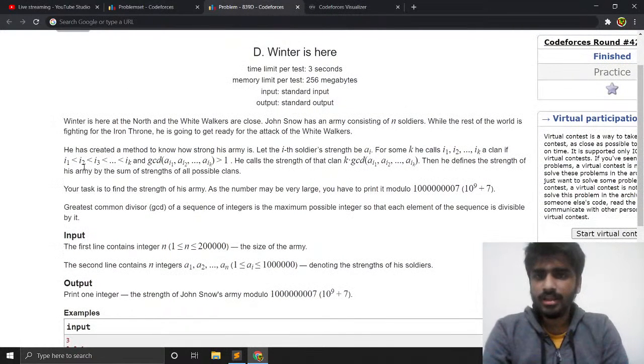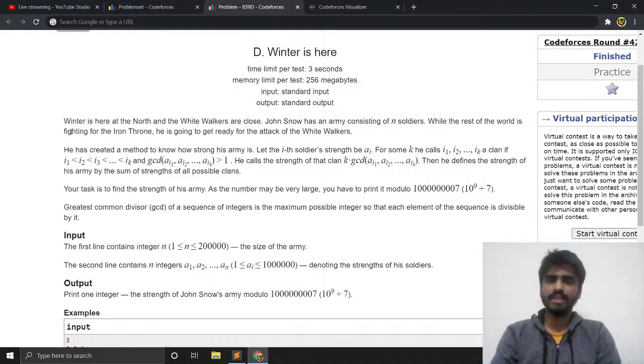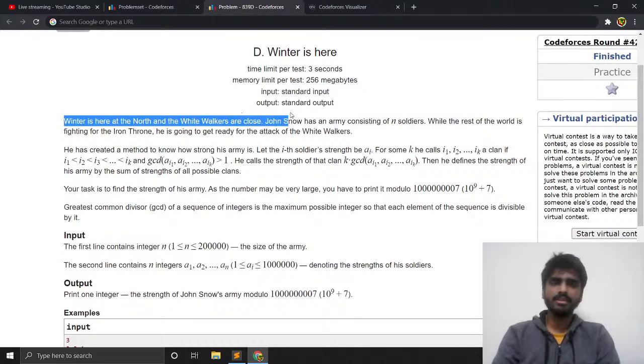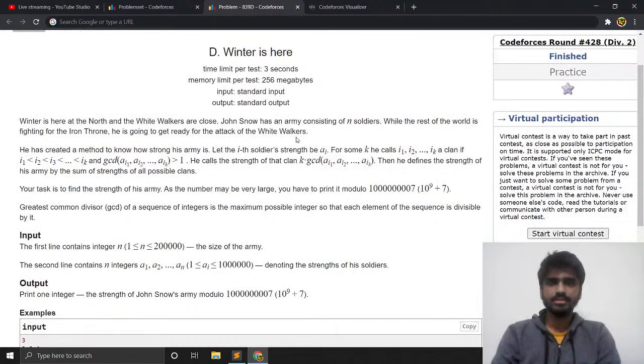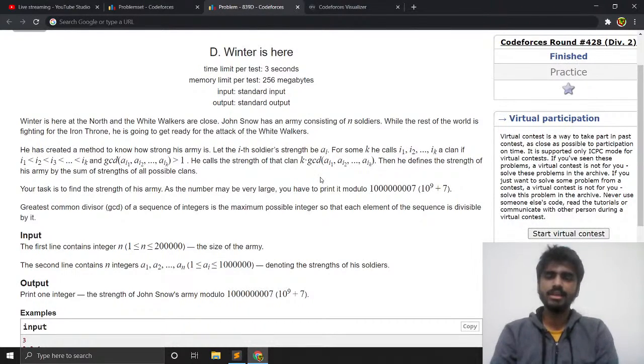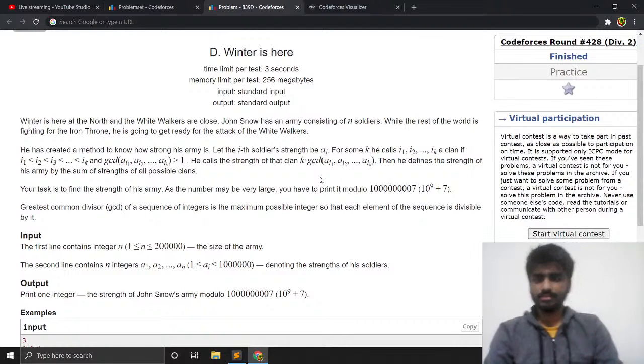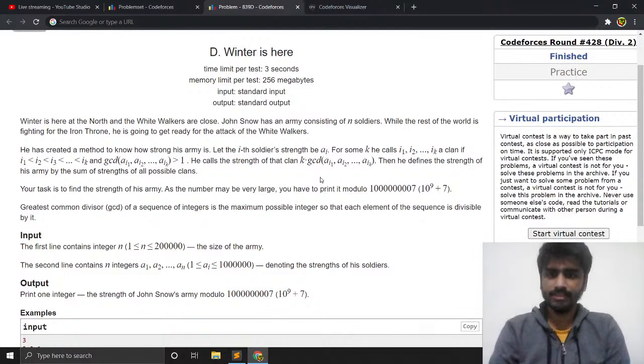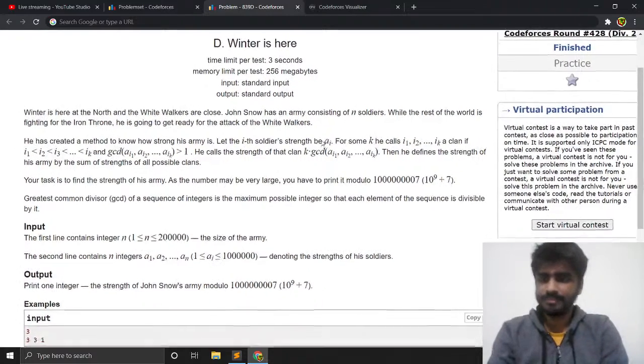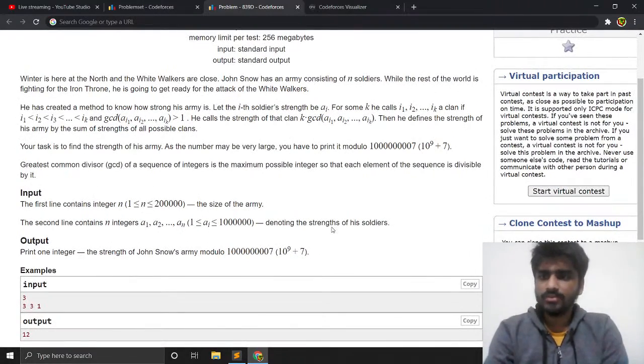Anyway, winter is here. I think this is about Game of Thrones, right? Yeah, North and White Walkers. So winter is here at the north, and White Walkers are close. This is the Division 2 D. The previous one was, I think, a Division 2 F. Now this is the Division 2 D. Jon Snow has an army consisting of 10 soldiers, while the rest of the world is fighting for the Iron Throne. He is going to get ready for the attack of the White Walkers. Okay, that's accurate.